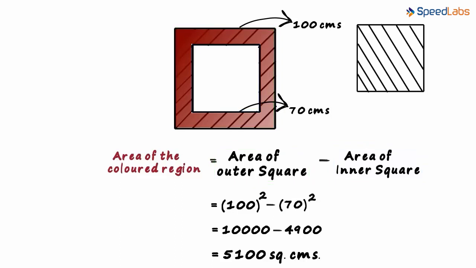But this problem can be thrown at you in many ways. Sometimes you may be given the width of the colored region and the length of the side of one of the squares. Other times, you may be given the area of the colored region and the side of one of the squares and asked to find the side of the other square. The basic concept remains the same. Subtract the area of the inner square from the outer to get the area of the colored region.